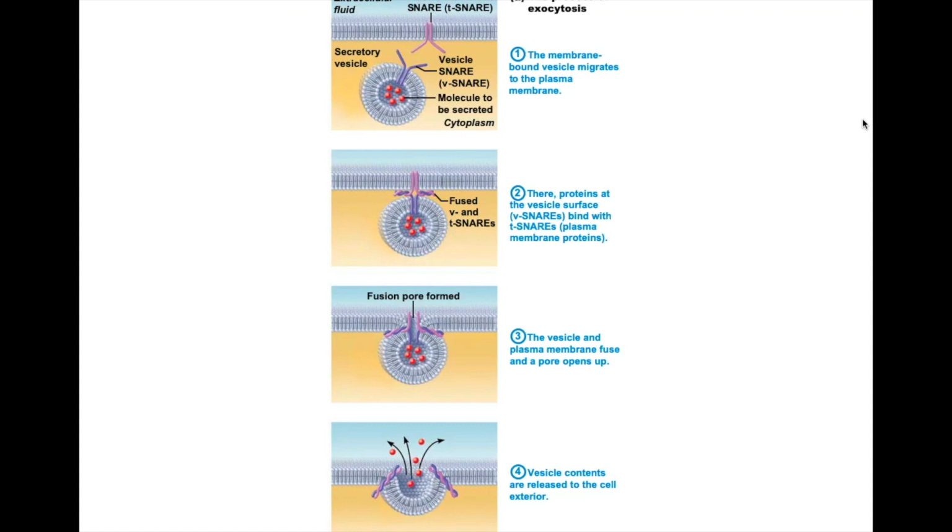So here's an example of what that looks like. You have the membrane-bound vesicle migrating to the plasma membrane. So remember that this is for exit. It is leaving. This is the opposite of endocytosis, which we just looked at.